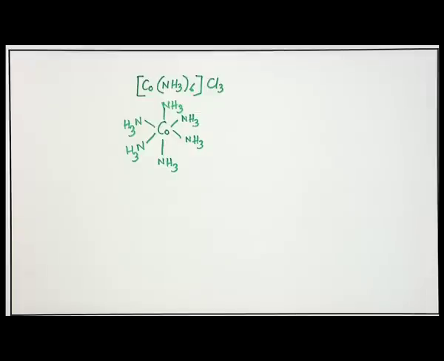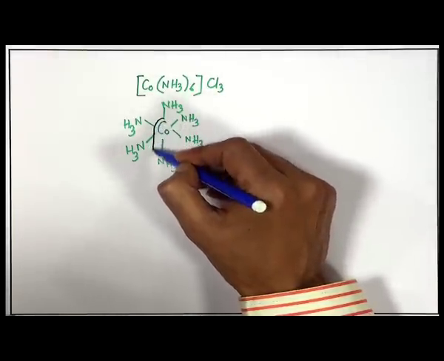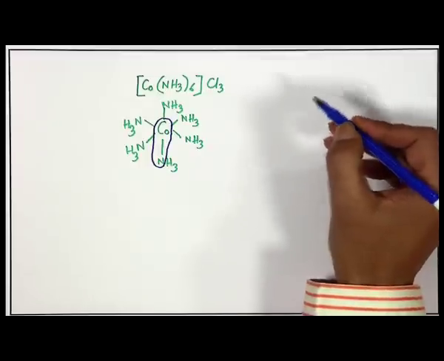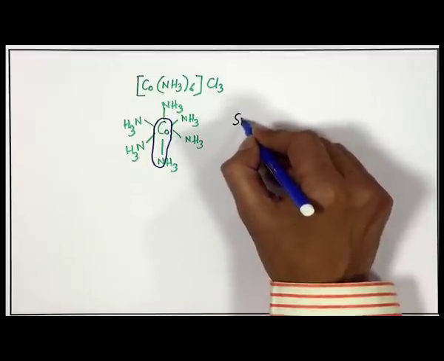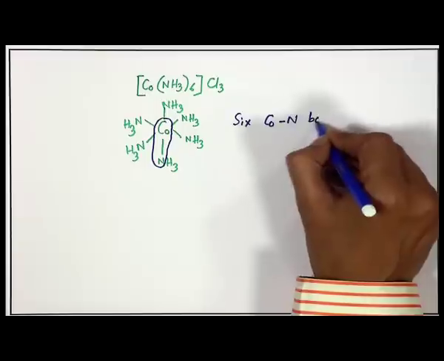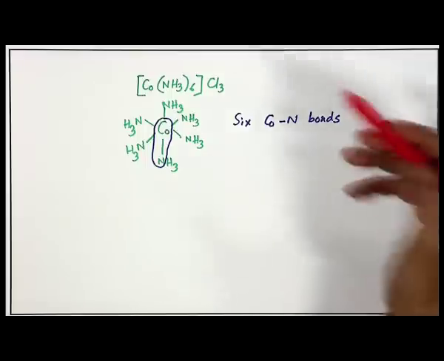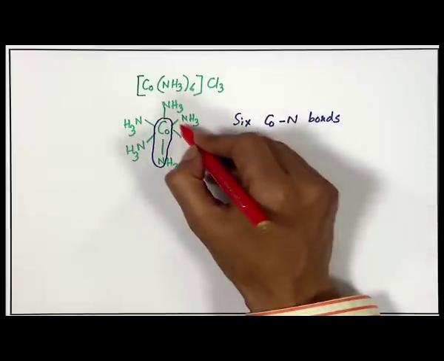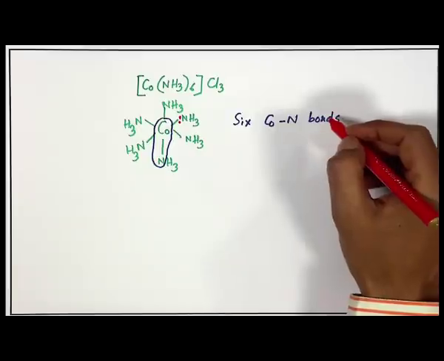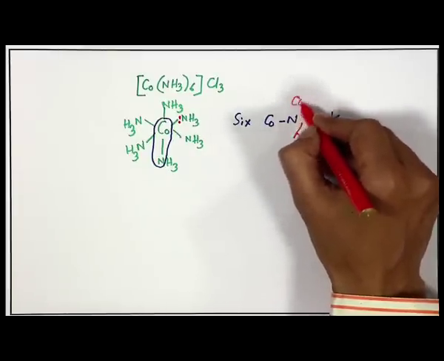So, how do we know that? We will have all 6 of the bonds, basically 6 cobalt-nitrogen bonds, and obviously, these form due to the donation of the ammonia lone pair to the cobalt orbitals. And what type of bonds are these? These are coordinate bonds.